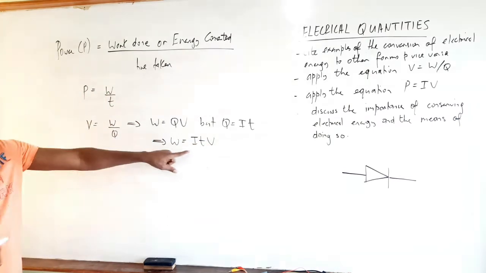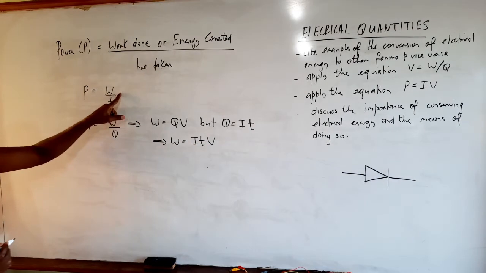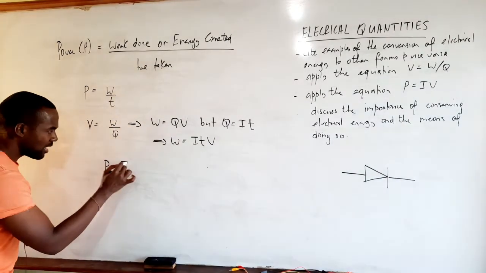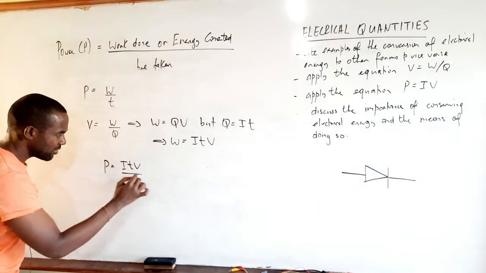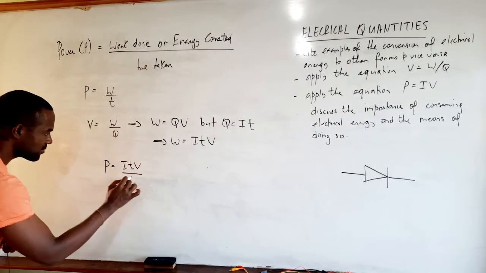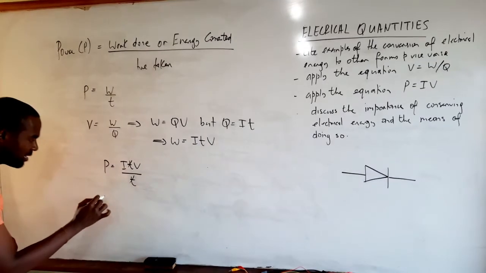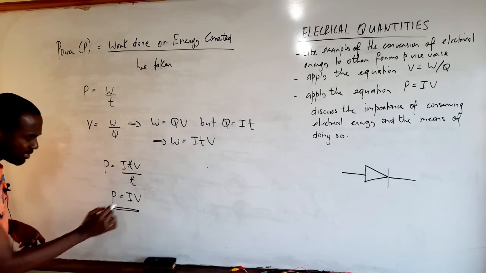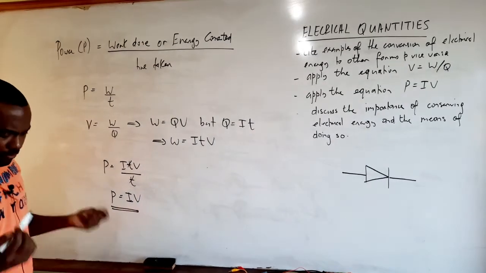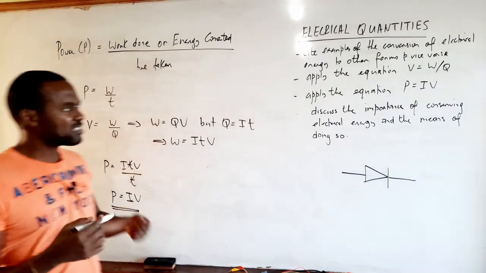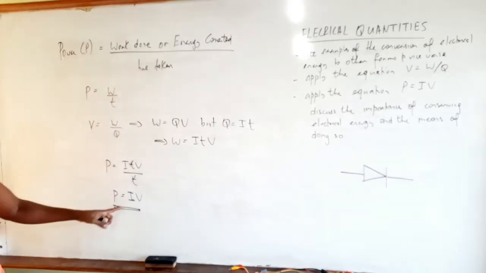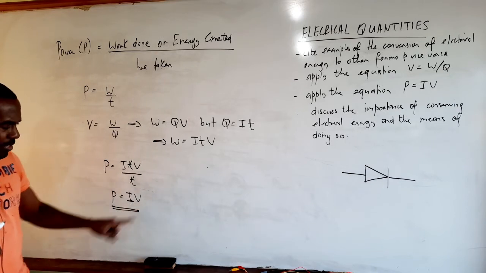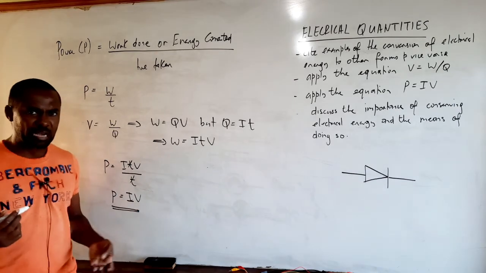And if we therefore take this and substitute for W into this equation, we get that P is equal to ITV divided by T. The T's cancel, and therefore we get that P is equal to IV. And what this basically shows is that electrical power, and of course we're talking about electricity, so this is electrical power, is simply equal to current times voltage, right? So electrical power is equal to current times voltage.